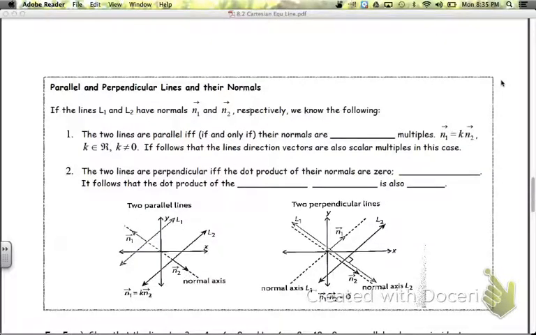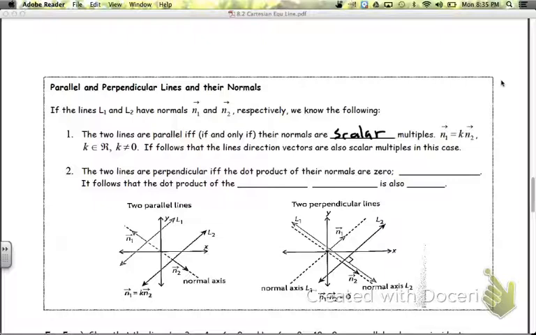So looking at the parallel and perpendicular lines and their normals, if the lines L1 and L2 have normals n1 and n2 respectively, we know the following. First, we know that the two lines are parallel if and only if their normals are scalar multiples. So it's just stating that our normal 1 is equal to our scalar k times our normal 2, where k is an element of the real numbers and k is not equal to 0.